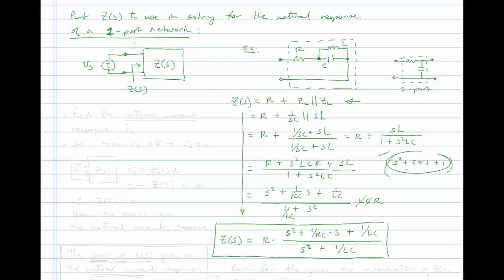Okay, so back to our general problem here. I have this one-port network. I've applied a voltage Vs across it, and what I'm interested in is the current I. Find, and specifically find the natural current response.